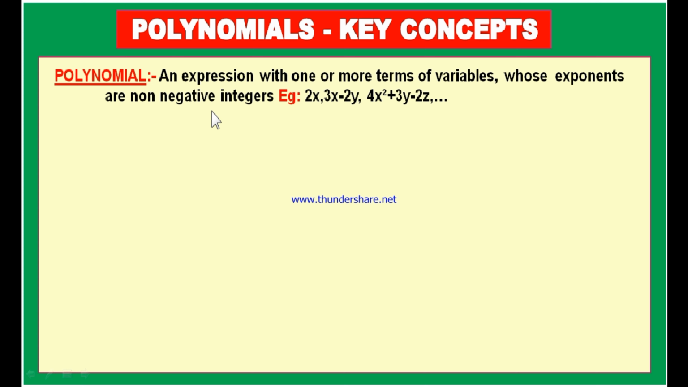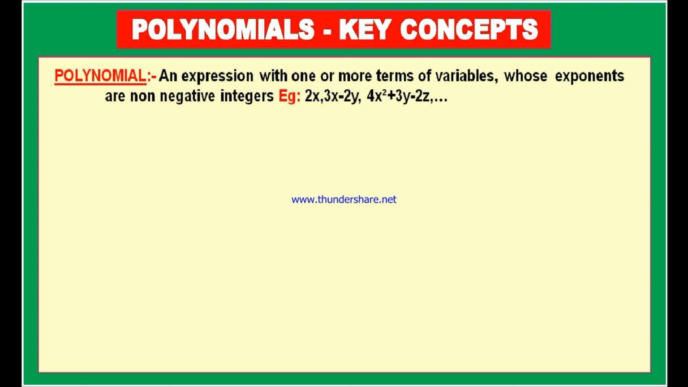What are integers? Please recapitulate. Integers may start from minus infinity and so on: minus 3, minus 2, minus 1, 0, 1, 2, 3 and so on. Here the exponent should be a non-negative integer. Non-negative integer means you remove the negative numbers from the integers, then you will get 0, 1, 2, 3, 4 and so on. Therefore the exponent of the variable may be 0 or a positive integer. Understood? Therefore any expression with one term of the variable or more than one term of the variables whose exponents are non-negative integers is called a polynomial.